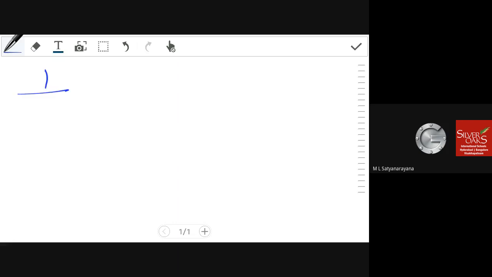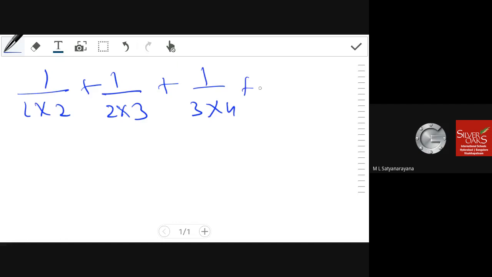Very nice problem. This is the fourth problem: 1 by 1 into 2 plus 1 by 2 into 3 plus 1 by 3 into 4. Now the first thing is you have to find the nth term. Then only you can simplify it. So think how to find the nth term first. This is a special series where you can write 1 by 1 into 2 as 1 minus half.